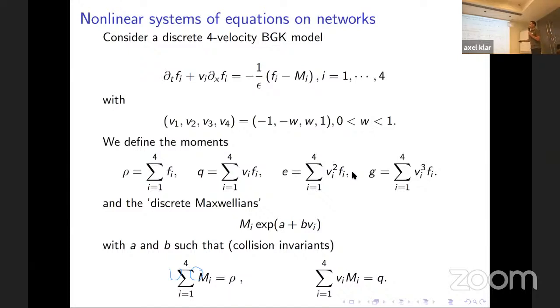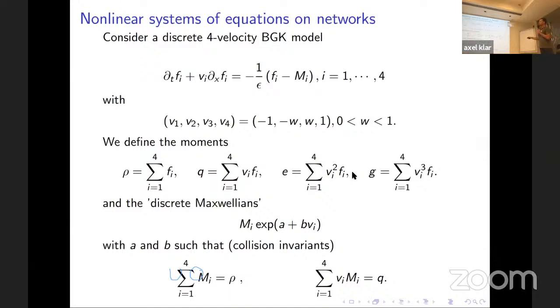So then you can obviously define now the moments. There's the density, which is just the summation, there's the flux, there's the second moment and the third moment. And you don't need more. Since you have only 4 velocities, you should be able to find a system which is equivalent to that one. That would be the associated moment system.